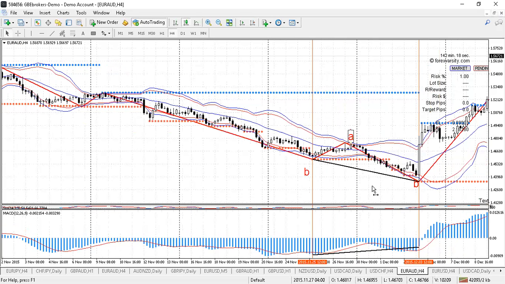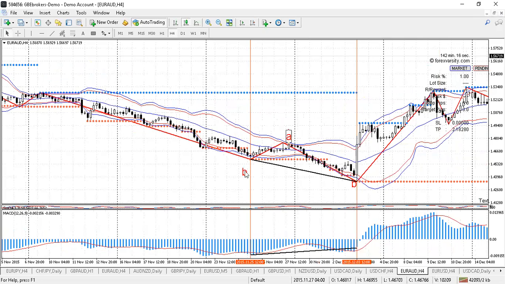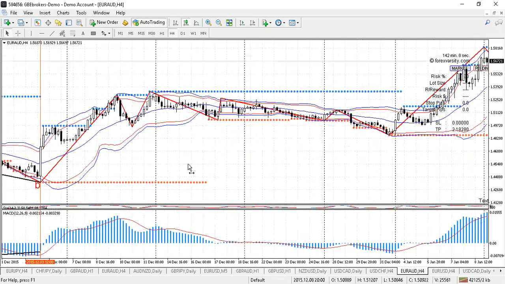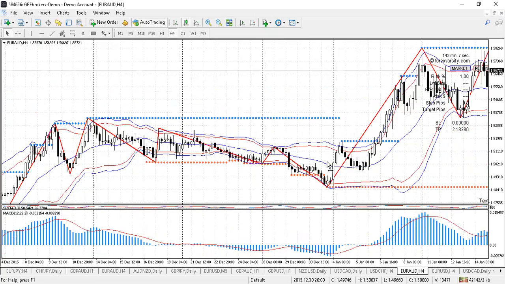You can see basically what happened. We had the divergence there: from B to B is sloping down, the MACD is sloping up, and then price ended up going up. So I'll try and find a couple more examples for you.